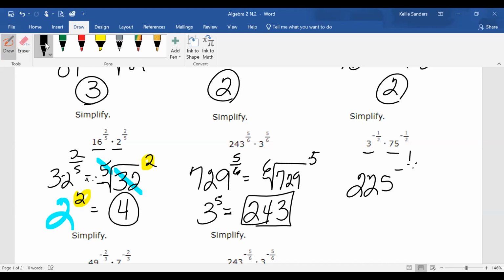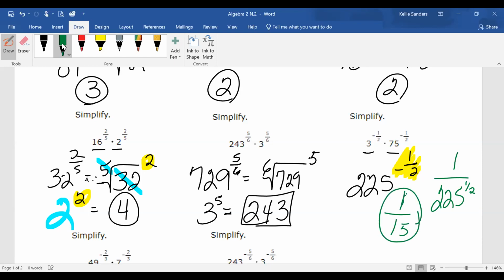But the negative 1/2 is still here. Now recall from N1, we cannot evaluate a negative exponent. So we are going to put everything over 1 to make that negative 1/2 a positive 1/2. And the square root of 225 is 15. So 1 over 15 would be your answer.